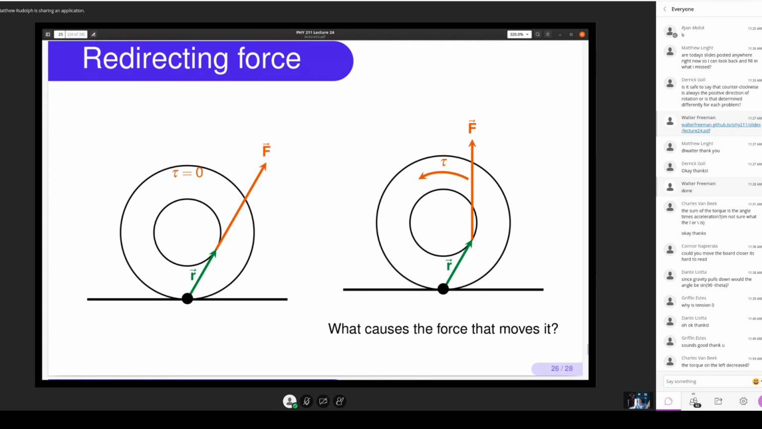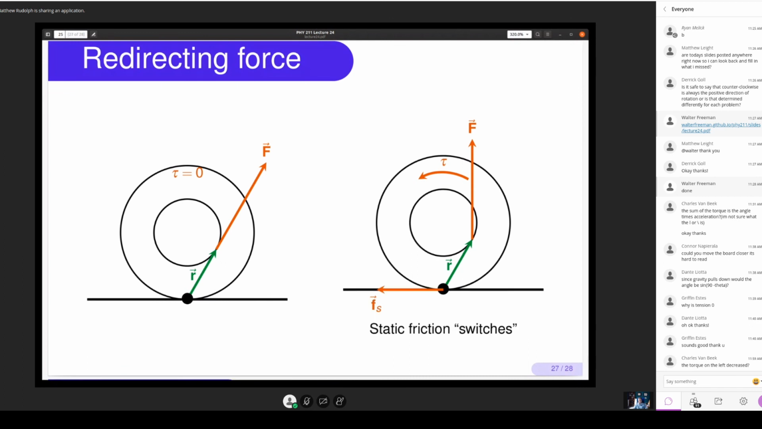But if you go to the higher angle, and I've drawn it pretty much vertical here, but it works anywhere in between the picture on the left and vertical, there it will rotate to the left, right? Because now you see that the sense of F with respect to the R vector has changed. And so you get torque in the opposite direction. And that's when it starts to roll away.